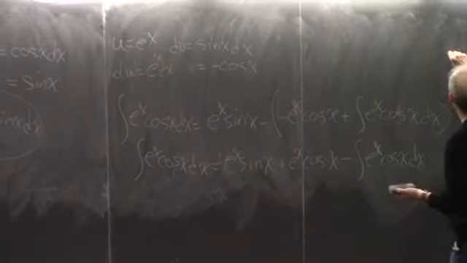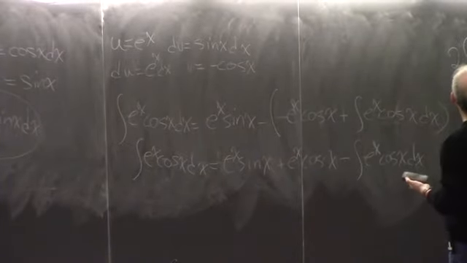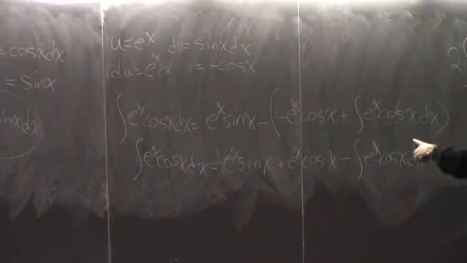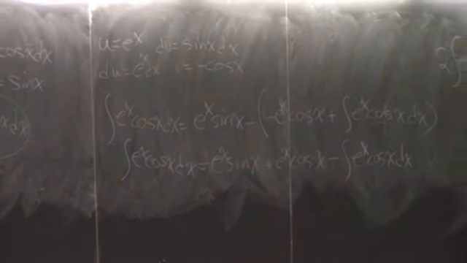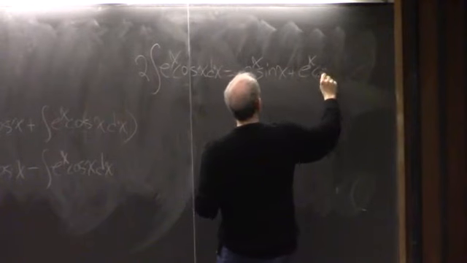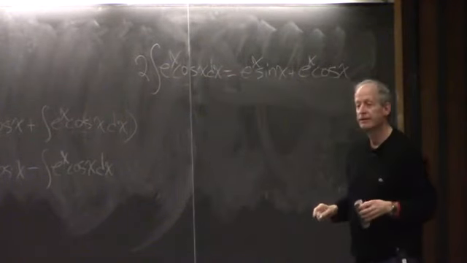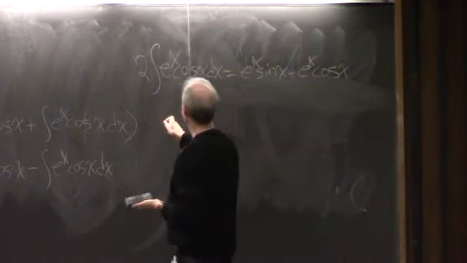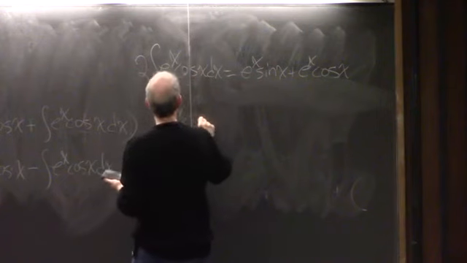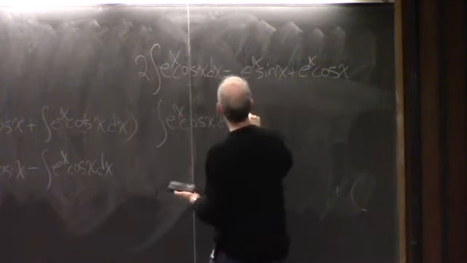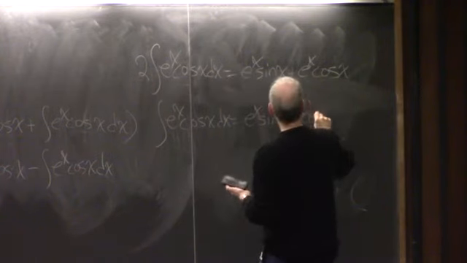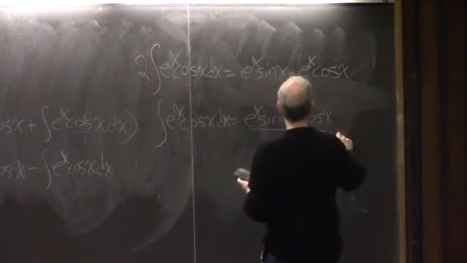So watch. So now you get 2 times the integral of e to the x cosine x dx equals e to the x sine x plus e to the x cosine x. You're done. Wait, what do you mean I'm done? Once you're done, you divide by 2. You get the integral of e to the x cosine x dx is e to the x sine x plus e to the x cosine x, over 2, plus c.